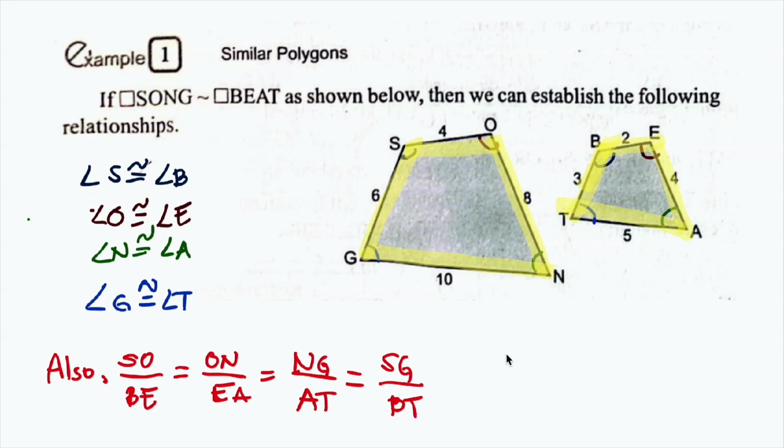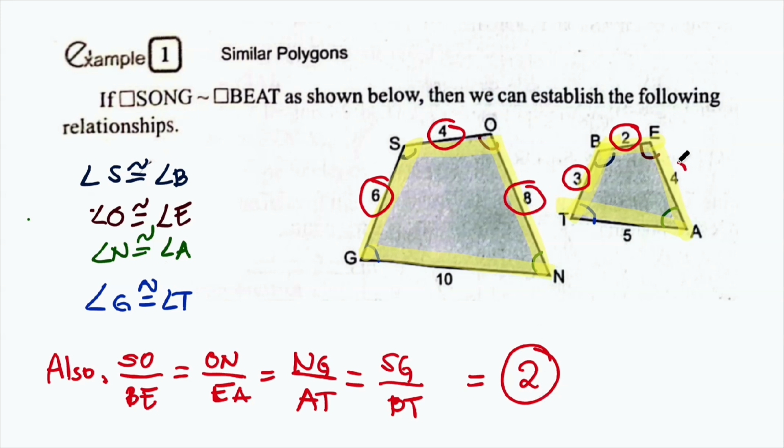When we are looking at the side given here, SO, the given measurement for this side is 4. When you divide it by 2, because SO divided by BE, that is equal to 2. 2 over 1, or when you simplify, that is 2. SG divided by 3, or BT, is equal to 2. 8 divided by 4, the ON and EA, that is equal to 2 as well. And 10 divided by 5 is 2.